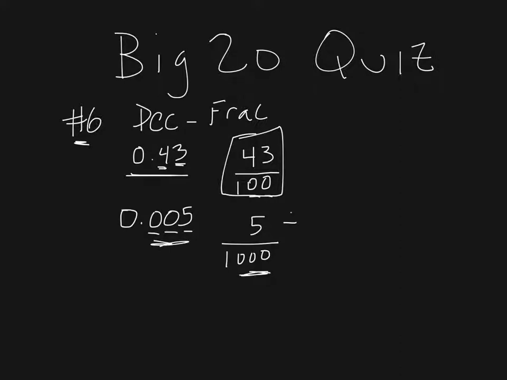Now both of those are divisible by 5. Anytime a number ends in 5 or 0, it is divisible by 5. So we end up getting 1 over 200, and that would be the final answer here.